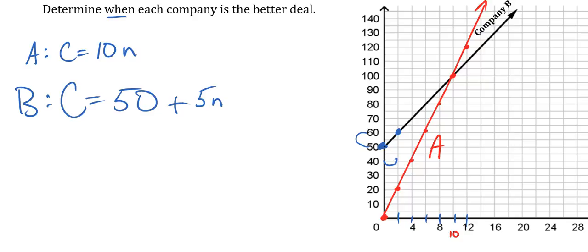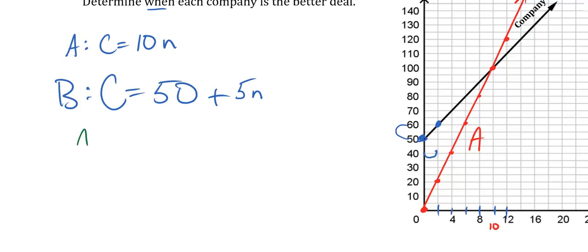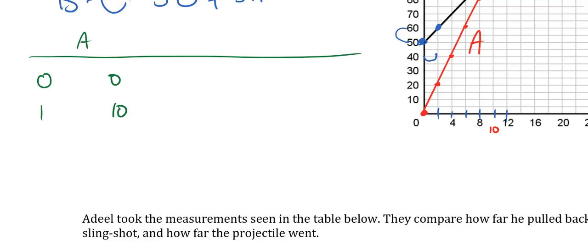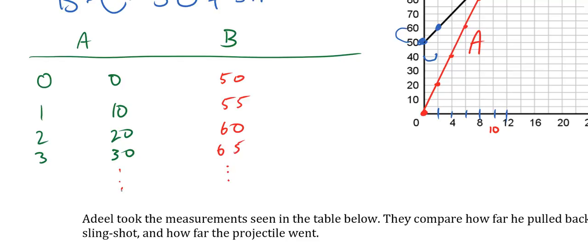So if I was doing a table for A, I'd have number of months 0. A would be 0. For 1 month, A would be 10. For 2 months, A would be 20. For 3 months, A would be 30. And I'd have to continue that until I got to 10. And for B, I would get 50, and then it's going up by 5. So 55, 60, 65, and so on. And I'd notice after 10 months, they'd be the same. And then I'd have to figure that out.